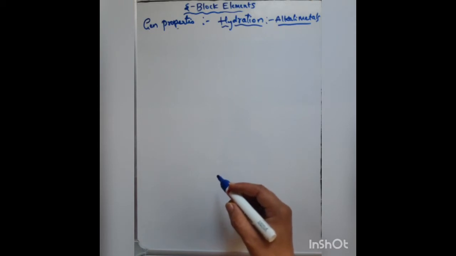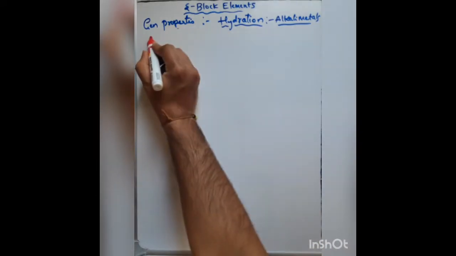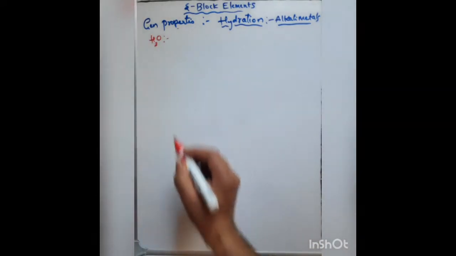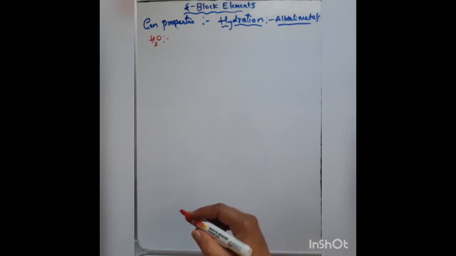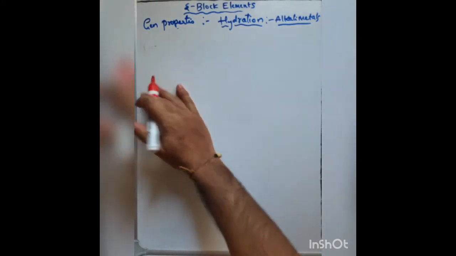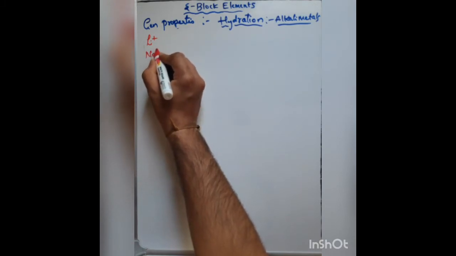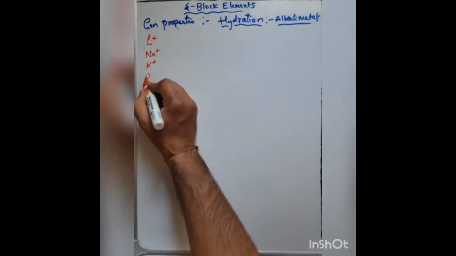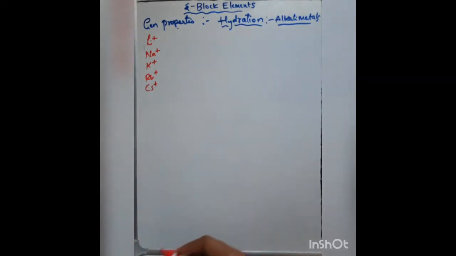So first of all, the term hydration means water. It is a process that involves water molecules. Now, to understand this hydration, we are going to consider cations of the alkali metals. I will write all the cations here: lithium plus, sodium plus, potassium plus, rubidium plus, cesium plus and francium plus.